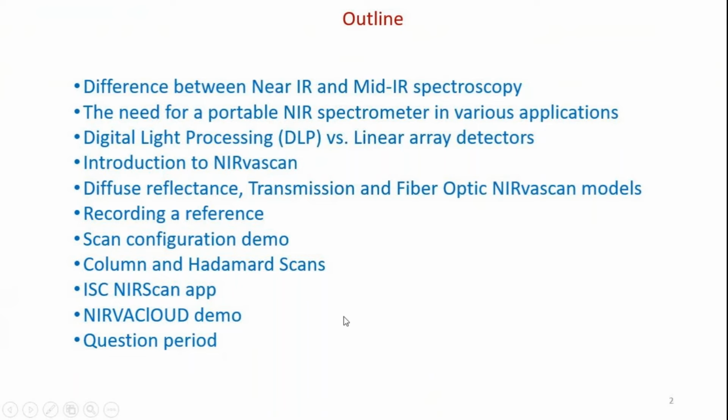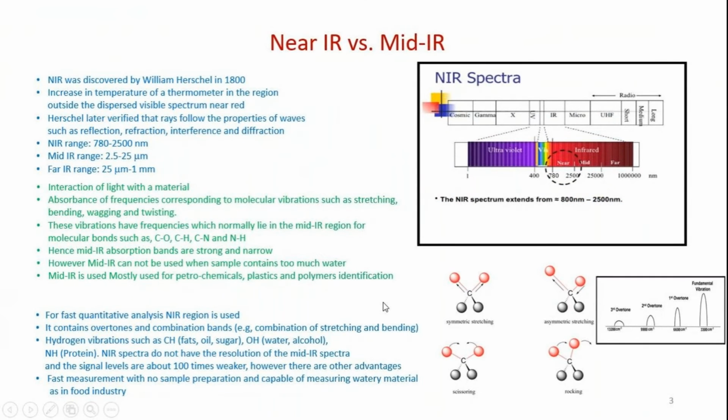Then I'll go into NIR Cloud and explain that. I don't want to go too much into theory here. I'm sure all of you know about near IR spectroscopy in the range 780 to 2500, and it's used for fast quantitative analysis. And there are all these absorption bonds in food molecules, for example CH, OH, NH, and there are all these modes of vibration. So there will be absorption.